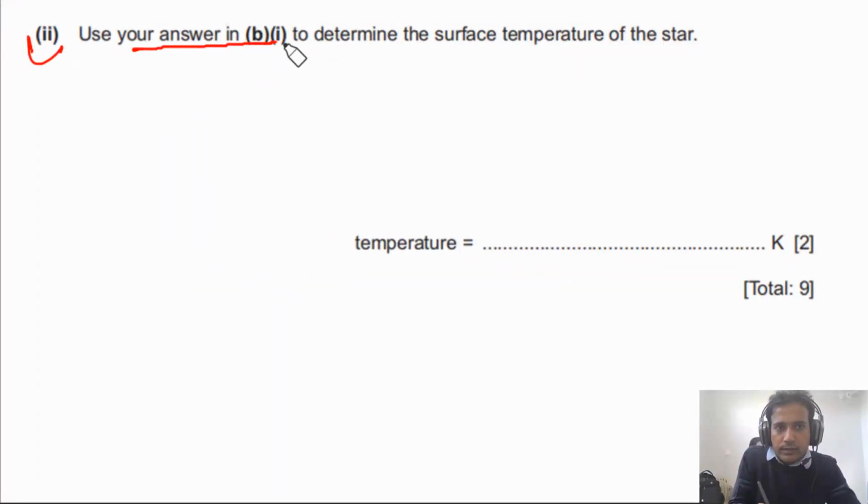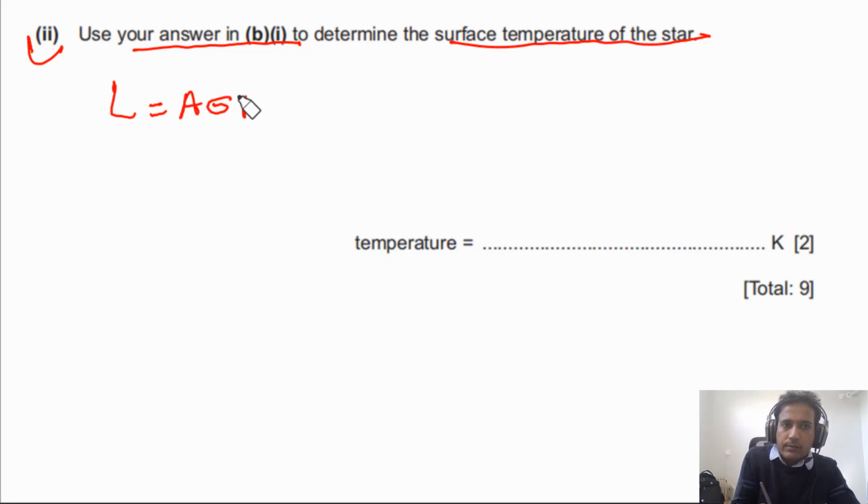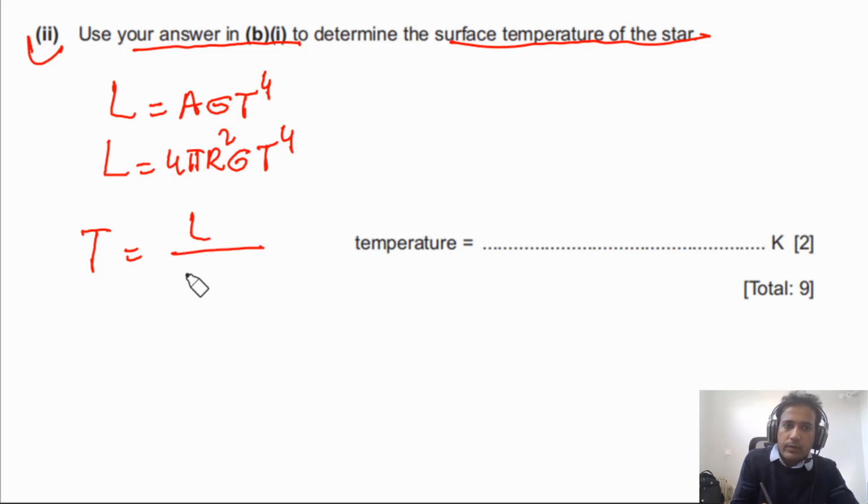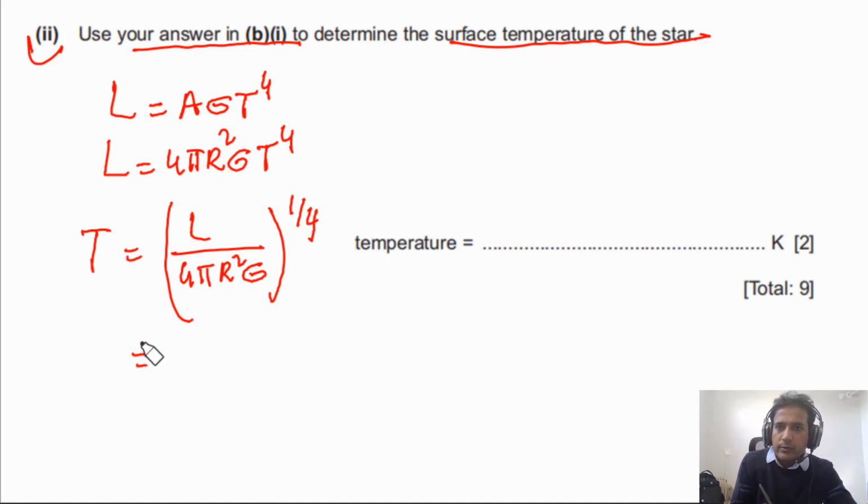The second part says use the answer in B1 to determine the surface temperature of the star. So simply we have to use the Stefan-Boltzmann law for this question. Luminosity of a star is equal to A times sigma times T to the power of 4, where A is the surface area. So luminosity is equal to 4 pi r squared times sigma times T to the power of 4. We need to find the temperature, so T is equal to luminosity divided by 4 pi r squared times sigma, all to the power of 1 by 4. Now simply if we plug in values, we can find the answer.